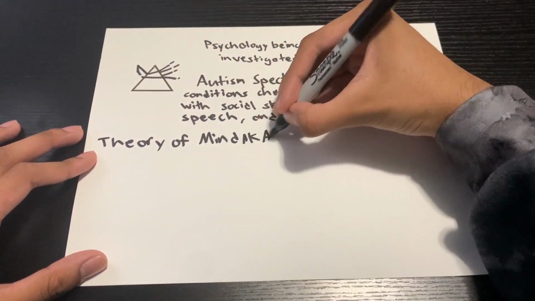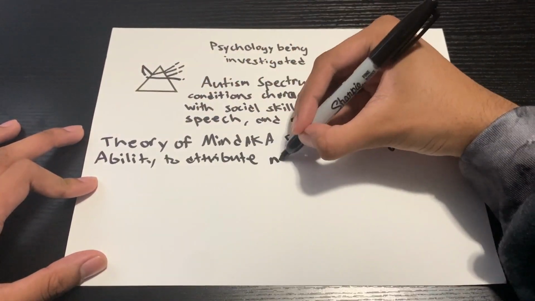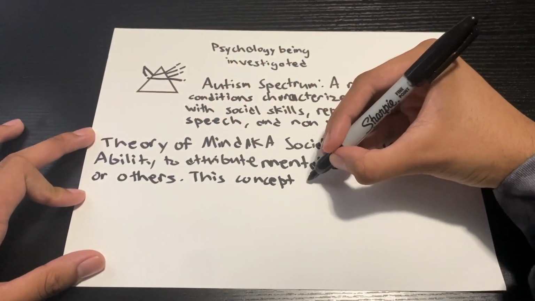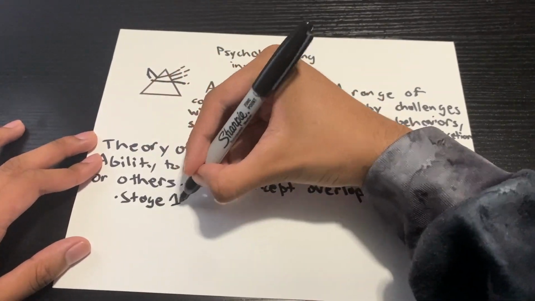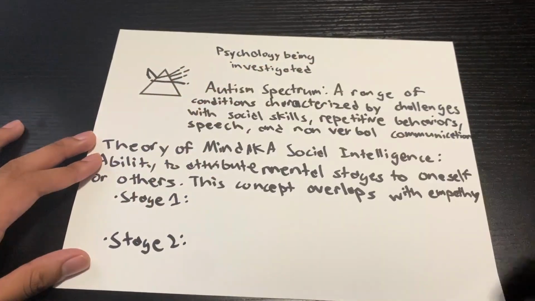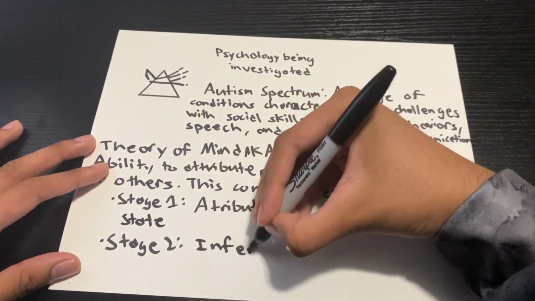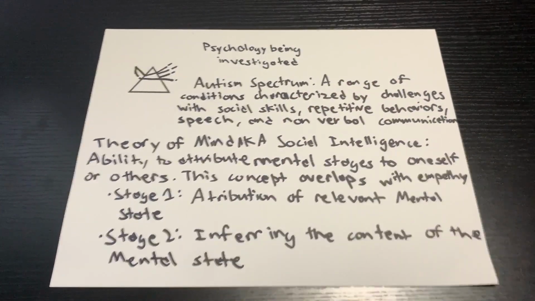And theory of mind, aka social intelligence, which is the ability to attribute mental states to oneself or others. This concept overlaps with empathy. There are two stages to theory of mind. The first one is attribution of relevant mental state and inferring the content of the relevant mental state. In other words, they're recognizing a person's emotion and inferring what that emotion means.